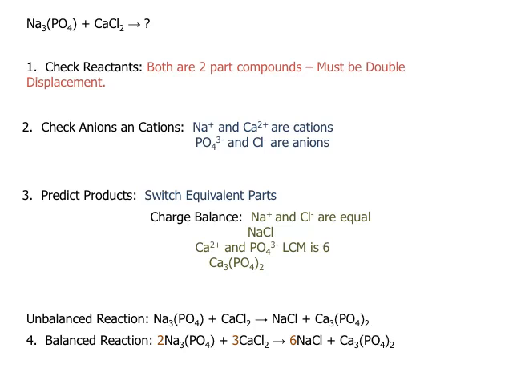Look for something that isn't balanced. Let's see, what did I balance first on this? I think I balanced the fact that I had 3 Cas first, so I put 3 Cas here. That makes me have 6 chlorines, so I put a 6 there. That also gives me 6 sodiums, so I have to put a 2 there.